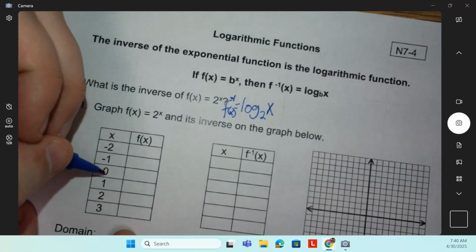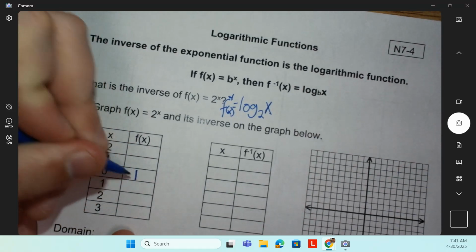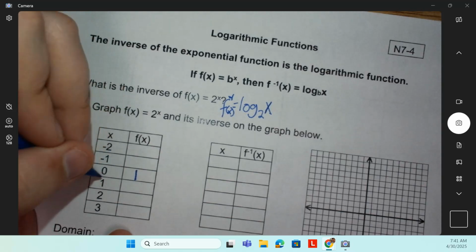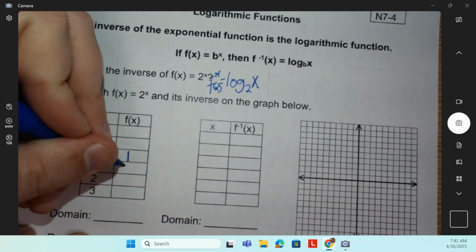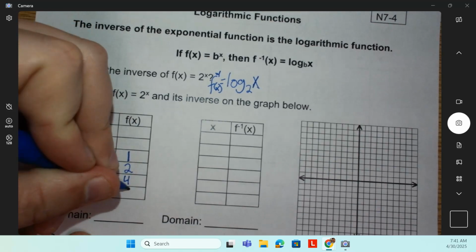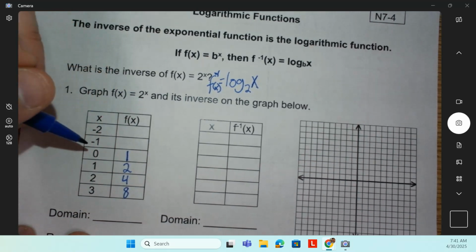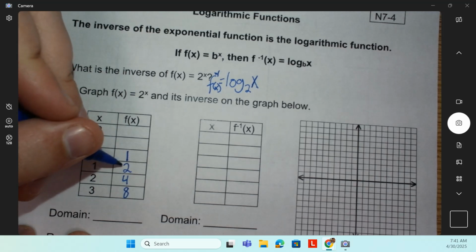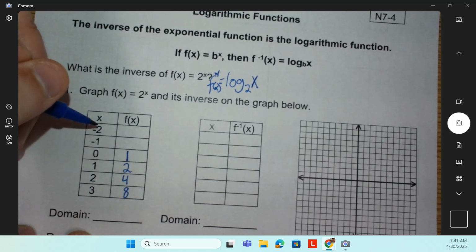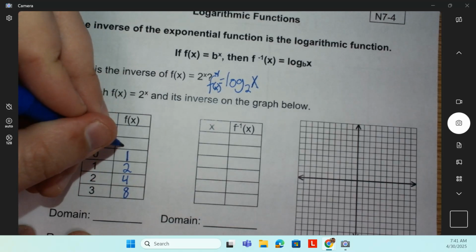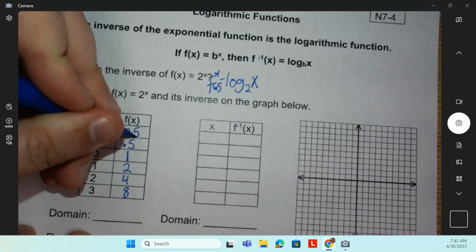On this exponential, if I put in 0, remember anything to the power of 0 is 1. So that would be 1. Then I'm doing 2 to the first power, the second power, third power to give me 2, 4, and 8. Remember, since this is a 2, when we go up by a factor of 1 on the exponents, it's just doubling each time. And that means if I'm going down, it's just going to half each time. So from 1, it'd go down to 0.5 and then 0.25.